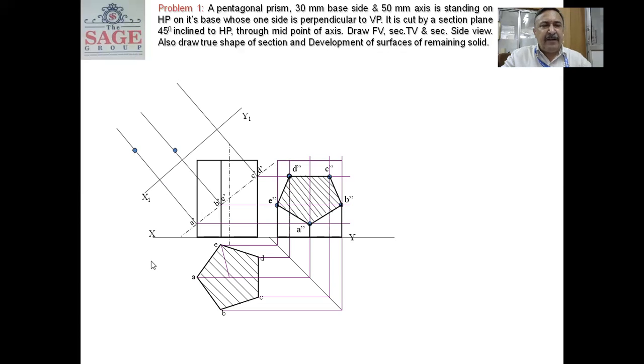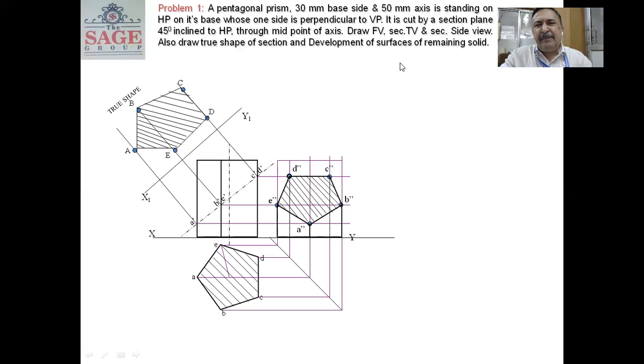And like this, suppose this is point E. So take this distance from the XY line and mark it from X1 Y1. Now like this, take this distance and this distance, and mark from the X1 Y1 line and get these points. Now this completes the true shape of section. Now we have to hatch this shape. This is our true shape.